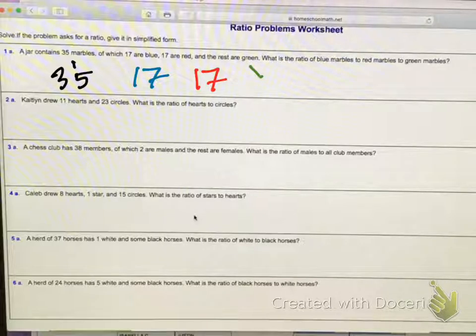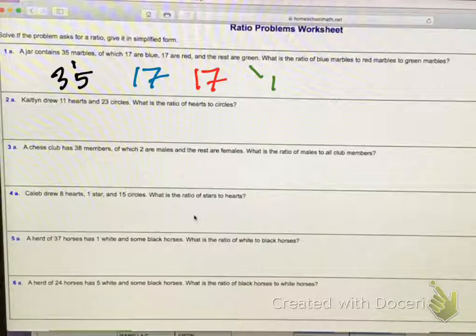How many are green then, guys? If 17 are red, 17 are blue, how many are green? Anita? 1. Yeah, 1. Because all you had to do was the math. 17 plus 17 is 34. We have 35 marbles, so it's 1.